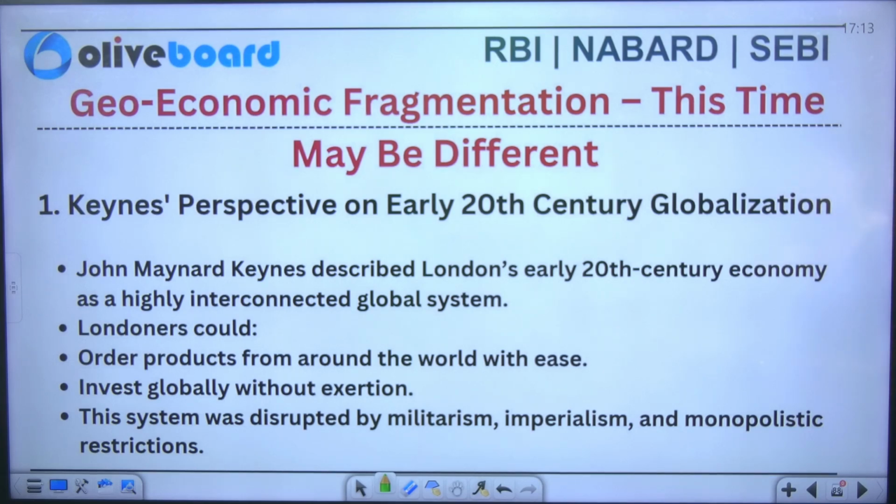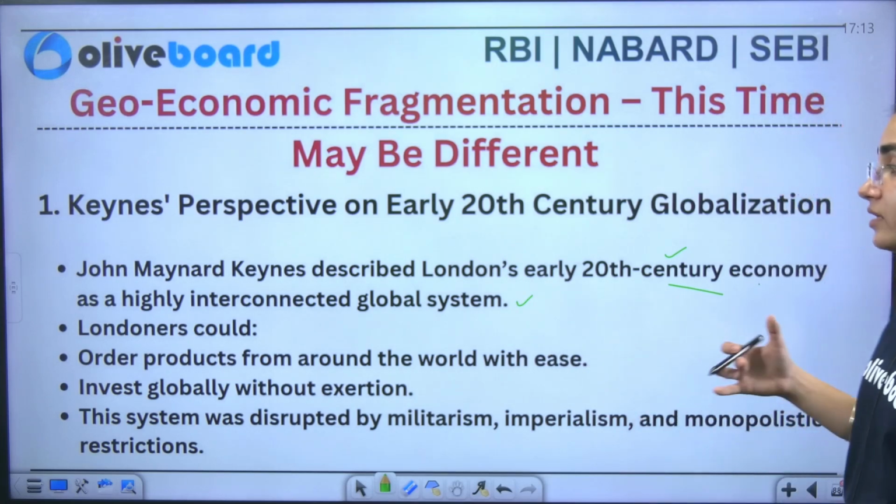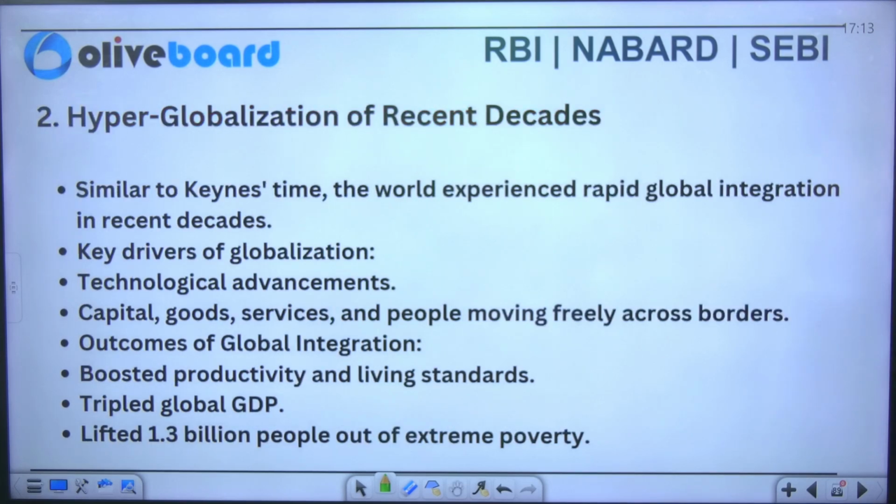So now we will talk about the Keynes perspective. This is one of the economists. ठीक है, ये जो है वो बहुत बड़े इकोनॉमिस्ट थे हमारे 20th century के. So what was his perspective about the early 20th century globalization? John Maynard Keynes described London's early 20th century economy as highly interconnected with the global system. Londoners could order products from around the world with ease and invest globally without exertion. The system was disrupted by militarism, imperialism, and monopolistic restrictions. These were the opinions of John Maynard Keynes.